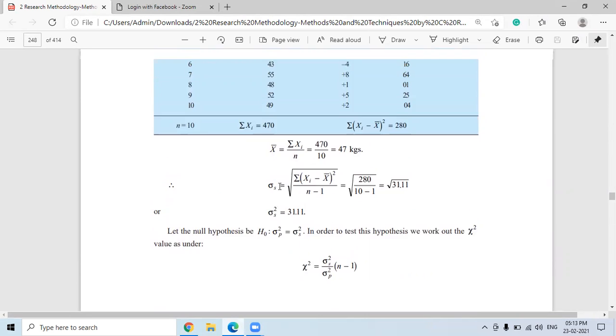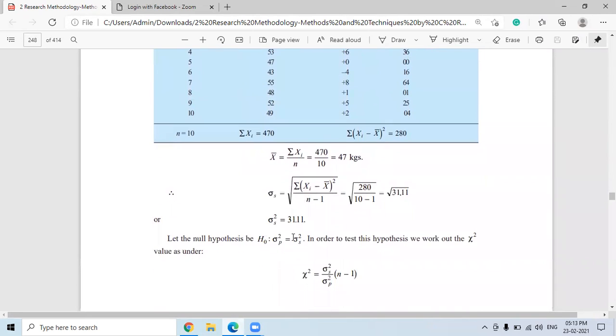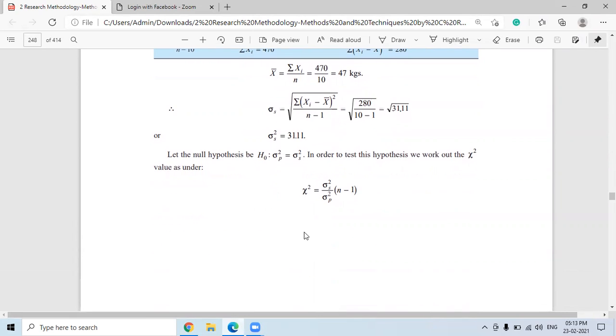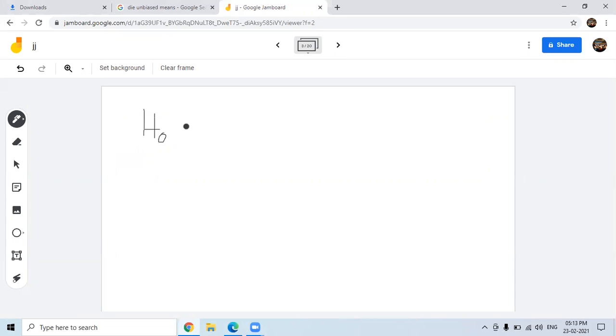Sigma s square you have calculated, the variance of the sample data. So that is 31.11. So I will write the hypothesis here, the null hypothesis. H naught, sigma P square is equal to sigma S square.